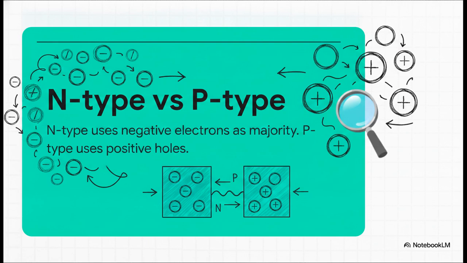N stands for negative. Therefore, an N-type material has negatively charged electrons as its majority carriers. P stands for positive, meaning a P-type material relies on those positively charged holes as its majority carriers. And by slapping these two types together, we create the absolute foundation of modern electronics.